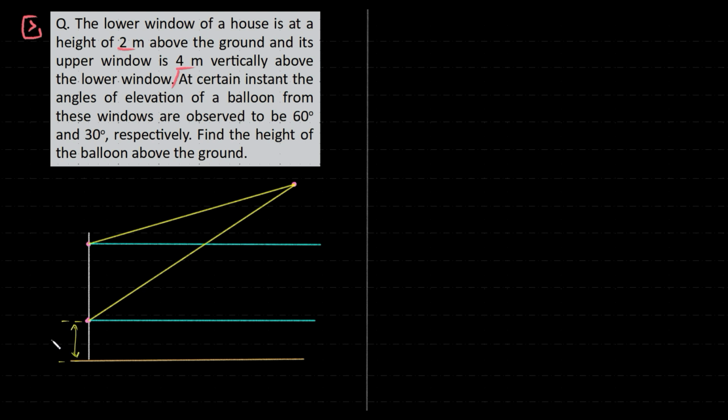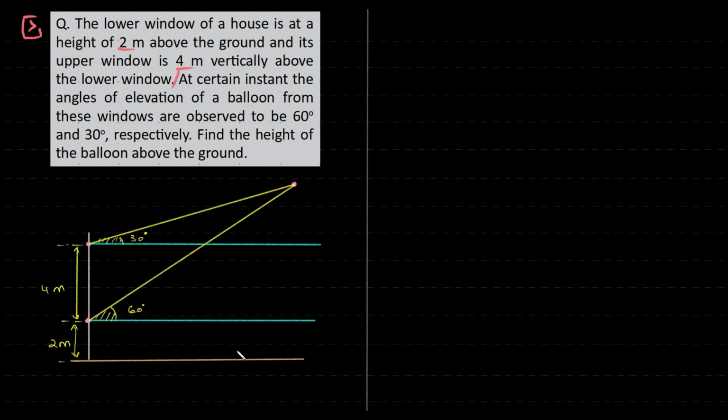This is 2 meters and this happens to be 4 meters. This angle will be 60 and this will be 30, is it? Wait, this is 30 degrees. Is this correct? No. This is 60 degrees and this is 30 degrees. Again, draw the diagrams and it should make sense.